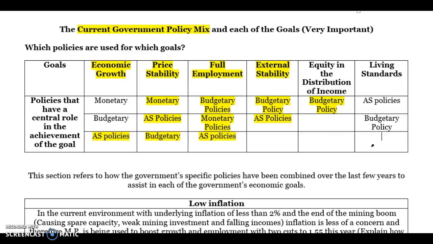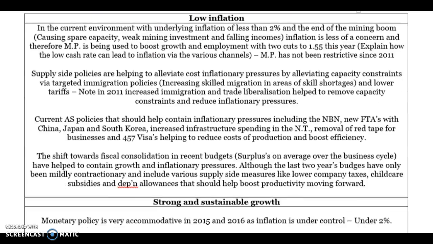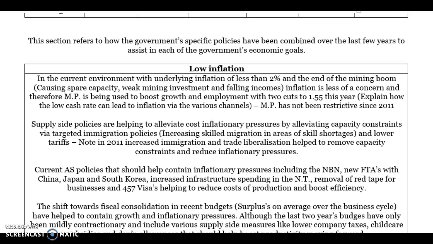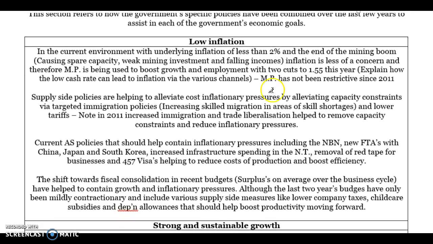So what we're going to go through now, and we'll do it over 2 videos, is what things you should be talking about in relation to which policies are being used or implemented to achieve each of our economic goals. So we'll start with low inflation. With low inflation, first of all, any questions you could ask, explain how the policy mix is working to achieve low inflation in Australia at the moment. As soon as you see the words policy mix, you should be going, all right, budgetary, monetary, supply. How are these all working to help to achieve low inflation at the moment, or what's the goal of each of them at the moment?